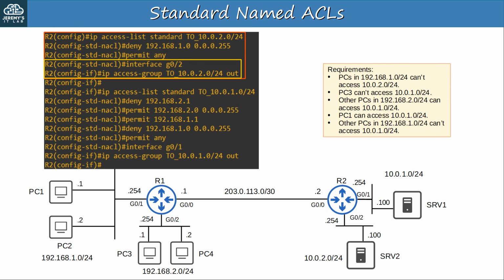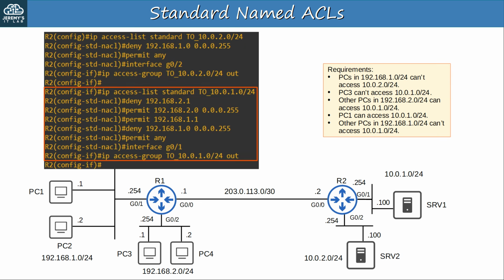Okay, that's the first ACL. I called the second ACL 2_10.0.1.0/24. First, I denied PC3, 192.168.2.1. Then I permitted the rest of the PCs in PC3's network. I then permitted PC1, but denied the other PCs in PC1's network. Then I permitted all other traffic. Finally, I applied the ACL outbound on the G0/1 interface. And that's it. ACL configuration can be flexible sometimes, so there are other ways to configure these ACLs that will work too, but this is my solution.